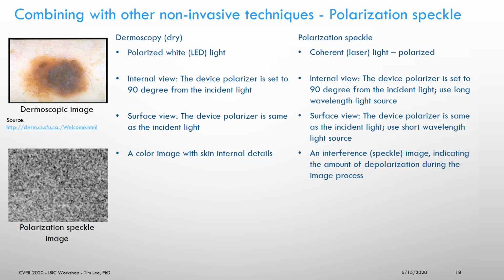But unfortunately, now we don't have a color image, but get an interference pattern instead. I am sure you all have used a laser pointer before. When you point the pointer to the projector screen, you will see a shimmering pattern that is called speckle. That is why the technique is called polarization speckle.